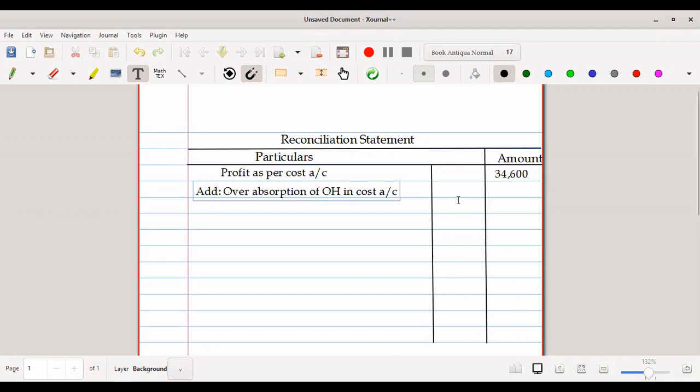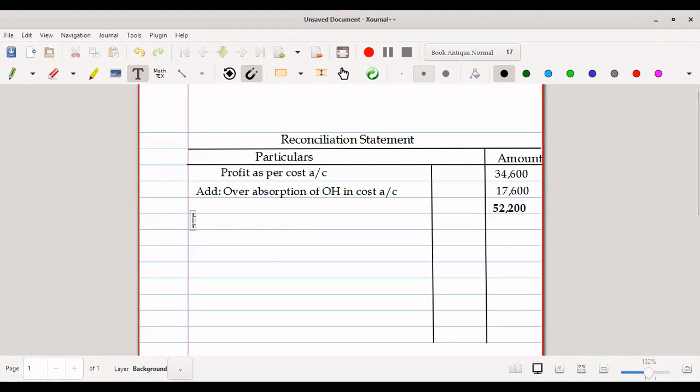It's 17,600. Since there is only one item to be added, I'm going to take it directly in this column, 17,600. So when we add these two, because there is only one item, 52,200 will be the total when we add these two. So now for this, we are going to deduct or less a few items.